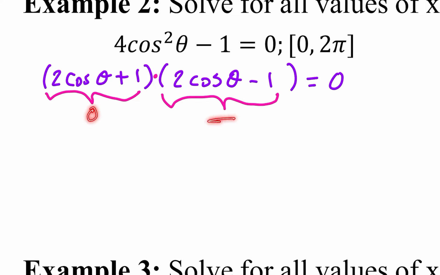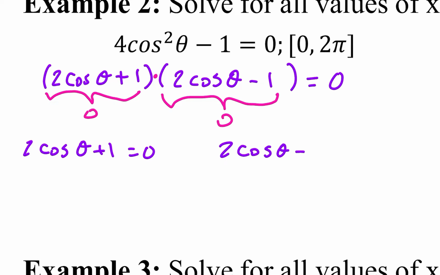Either this has to be 0 so that 0 times whatever this is would give us 0, or this has to be 0 so 0 times whatever this is here, if I multiplied that, I'd get 0. Either way, I just need to prove that either this is 0 or this is 0. So we're going to set up two separate equations: 2 cosine of theta plus 1 equals 0, and 2 cosine of theta minus 1 equals 0. And we're going to solve each of those. So here I'm going to subtract 1, and then I'll divide by 2.